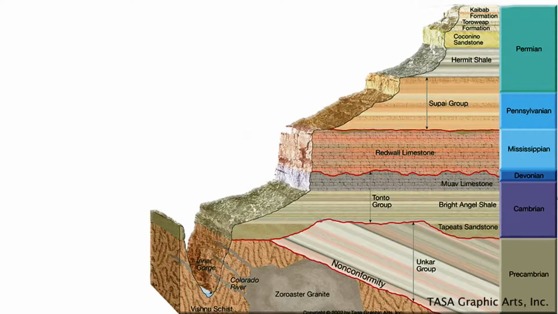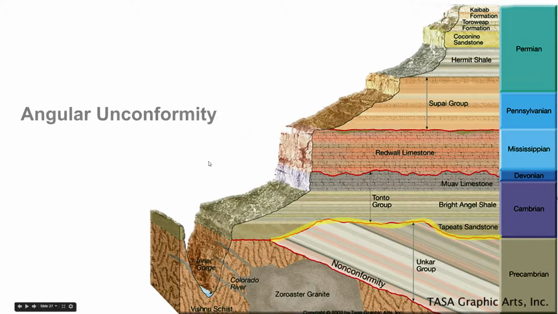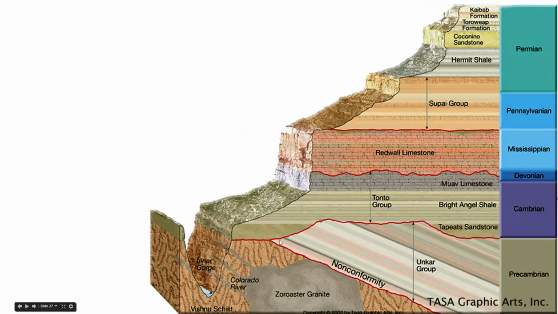Looking at the next type, again, the easiest one to identify, you have these angled rock layers, which are in contact with the horizontal rock layers above it. So that would represent your angular unconformity. Anytime you see angled rock layers in contact with horizontal layers, you know the angled rock layers are going to be older.